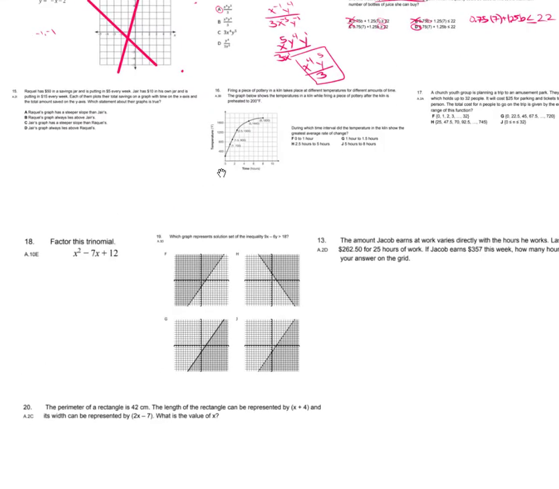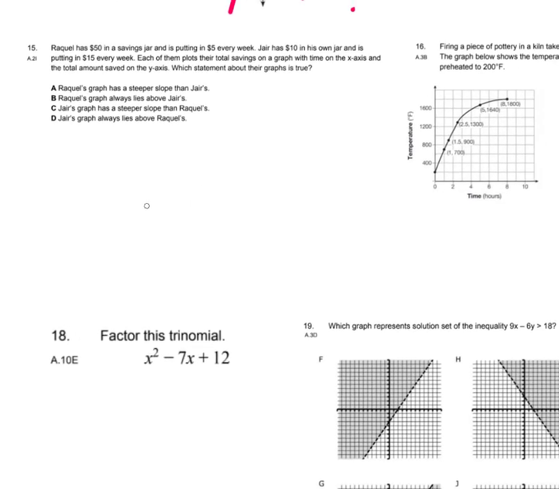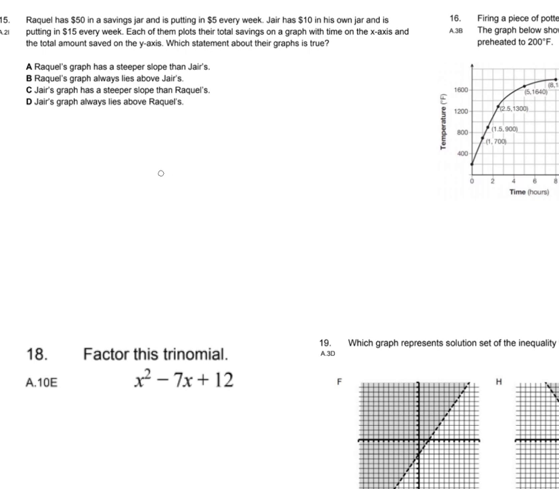See if we can get some more problems in before that timer rings. Raquel has $50 in a savings jar and is putting in $5 every week. Jer has $10 in his own jar and is putting in $15 every week. Each of them plots their total savings on a graph with time on the x-axis and the total amount saved on the y-axis. Which statement about their graphs is true? Ooh, I like this one.